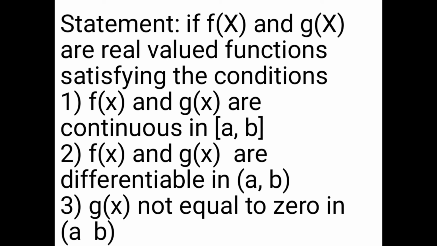Even at the end points, if g(a) is equal to g(b), then also g'(x) becomes 0. That is, the derivative of g(x) becomes 0 for some x between a and b. So the third condition can also be said as g(a) is not equal to g(b). Of course, I repeat the third condition: g'(x), d by dx of g(x), is not equal to 0 for every x in the open interval (a,b).